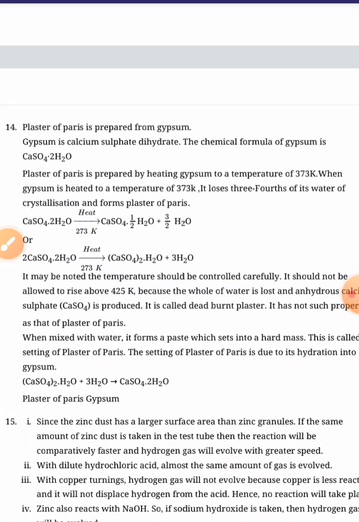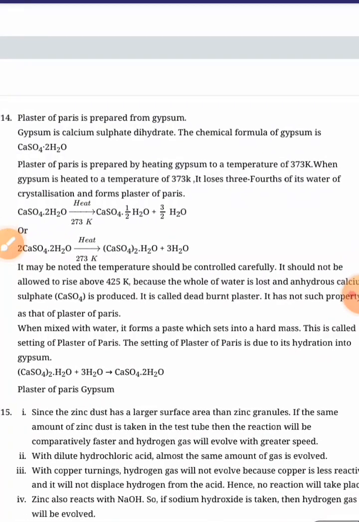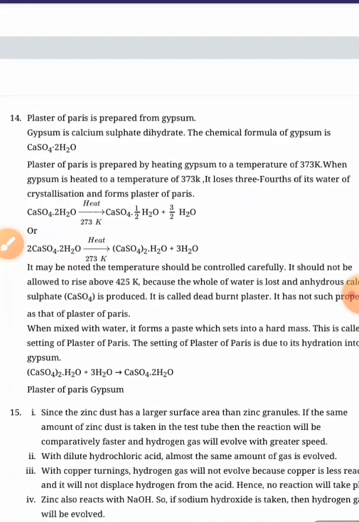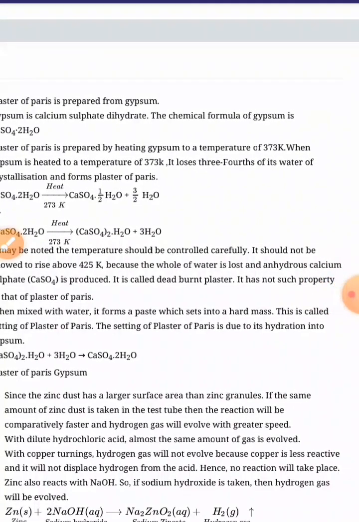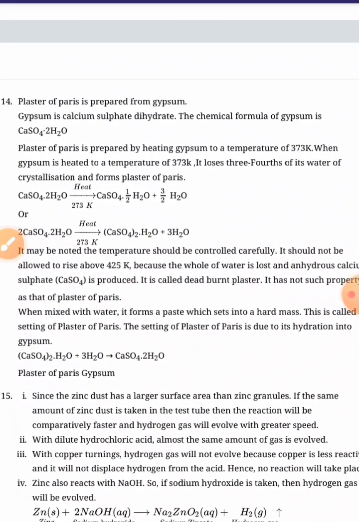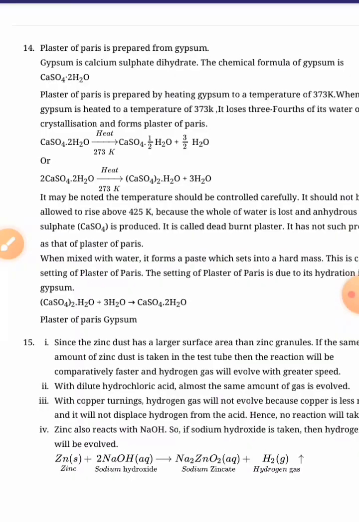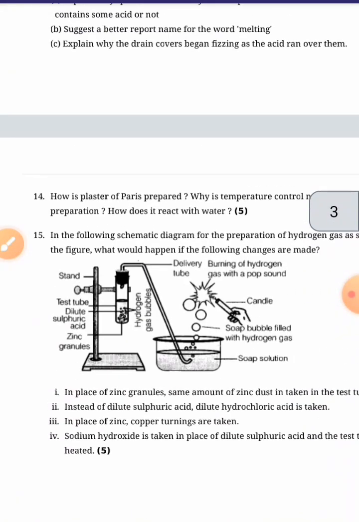When mixed with water, it forms a plaster which sets into a hard mass. This is called the setting of plaster of Paris. The setting of plaster of Paris is due to the hydration into gypsum. CaSO4·1/2 H2O plus 3/2 H2O gives CaSO4·2H2O, plaster of Paris to gypsum.